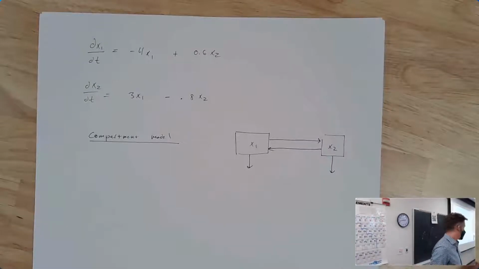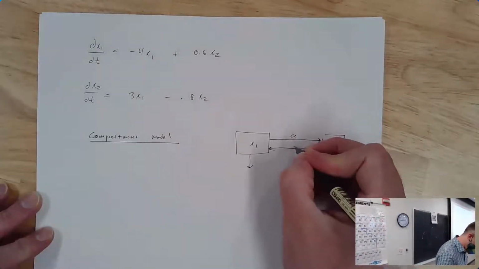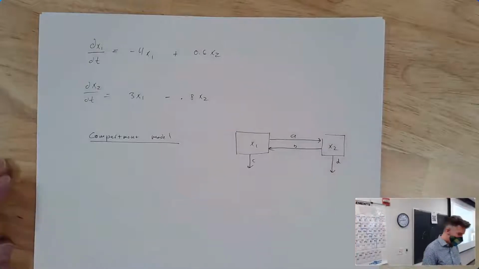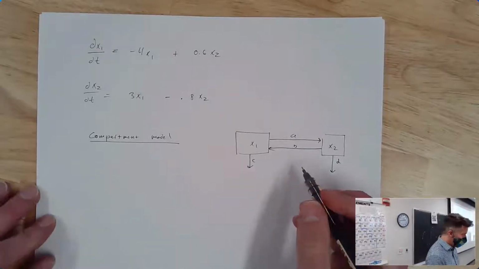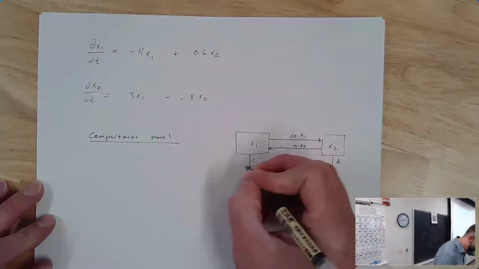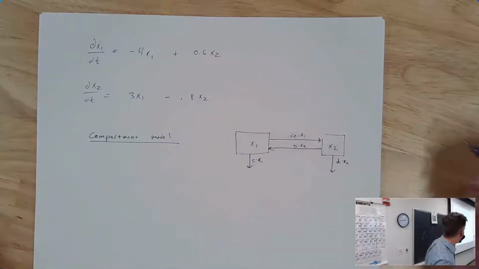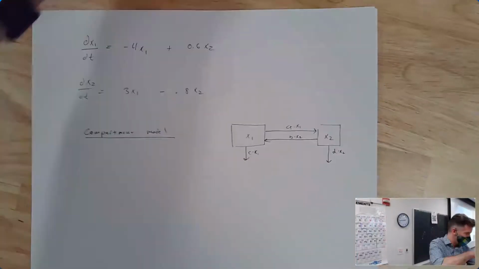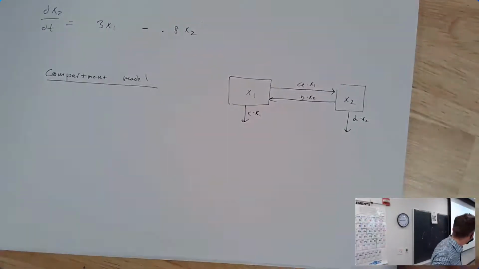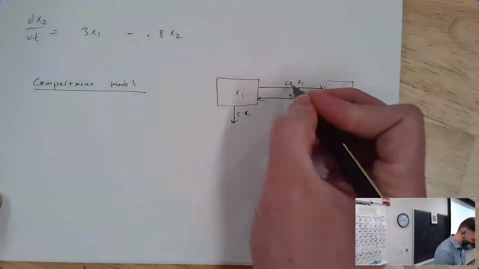I forget which letters go with which, to be honest, but it doesn't really matter. I remember it's A, B, C, D. So what we're saying here is it's A times x1, B times x2, C times x1, and D times x2. The picture is the easiest way to see it. So this is our picture.